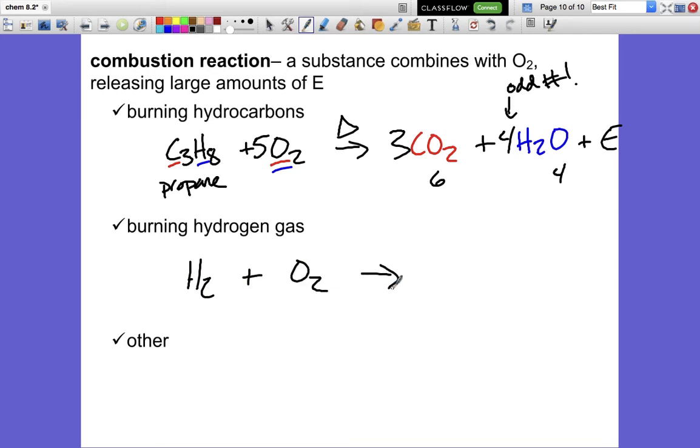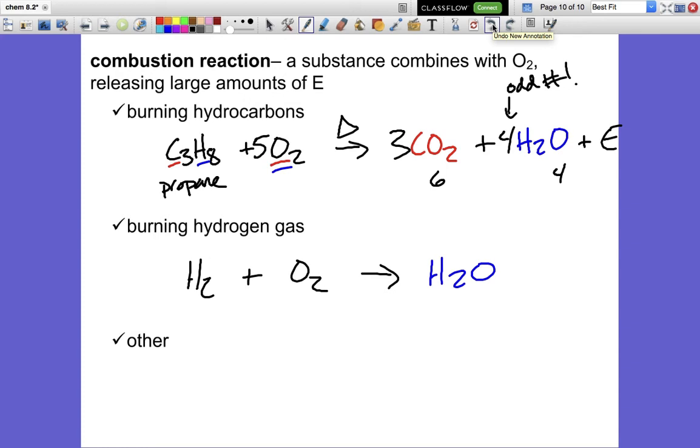But now I don't have carbon, so I only make one product. And that product is obviously going to be a water this time. But again, balance it appropriately. Since I have one water, this really isn't going to work. Again, I'd have to double everything, right?